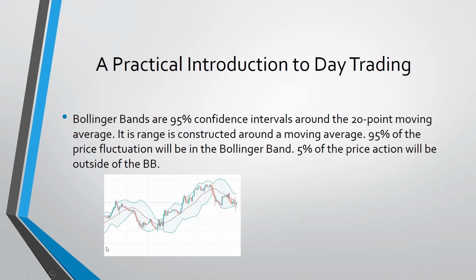The second criteria I want is a price crossover. I want the price to cross the moving average. So I want the price to cross either a 9-point or a 10-point moving average.